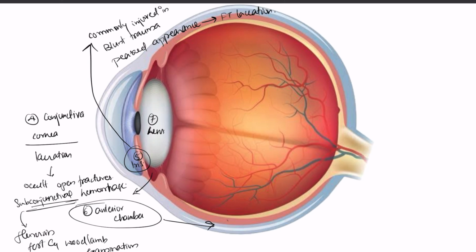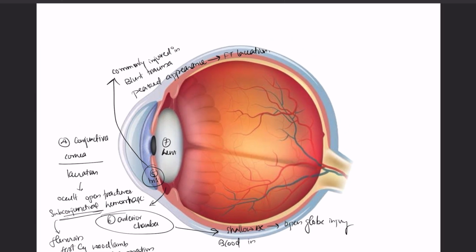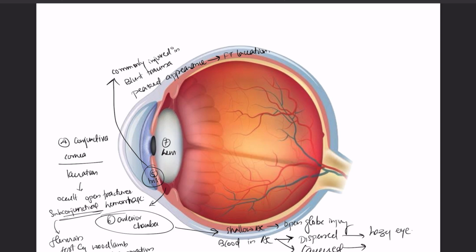So now about the anterior chamber. In open globe injuries, anterior chamber can be shallow and blood can be there in the anterior chamber, which can be dispersed, which will appear as a hazy eye, or can be layered, which will cause an increase in intraocular pressure by occluding the aqueous humor. And the lens can rupture and can form a white lens also.